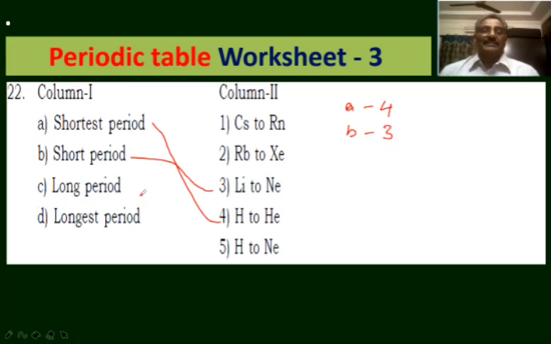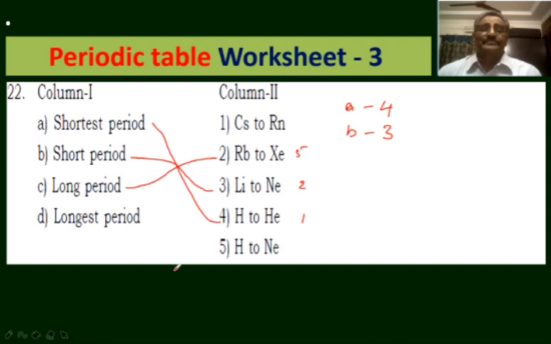Next, long period. What is long period in the periodic table? The fourth and fifth periods in the periodic table are said to be the long periods. The fourth period starts from potassium and ends with krypton. The fifth period starts from rubidium and ends with xenon. This is also long period. This is lithium to neon second period and hydrogen to helium first period.